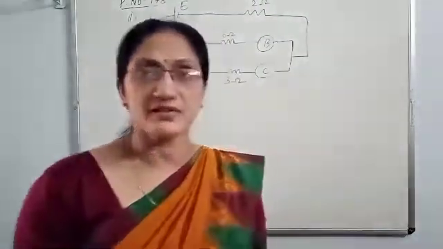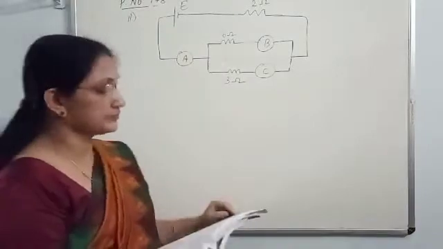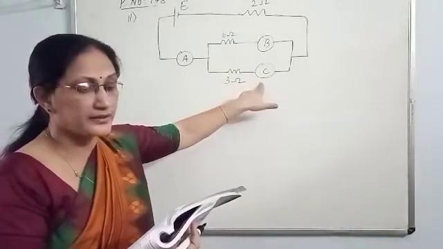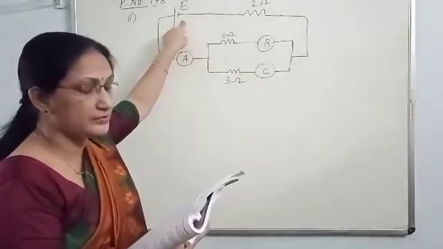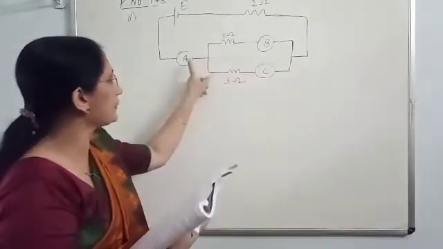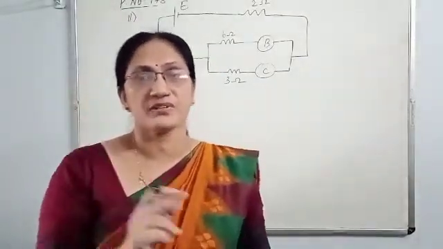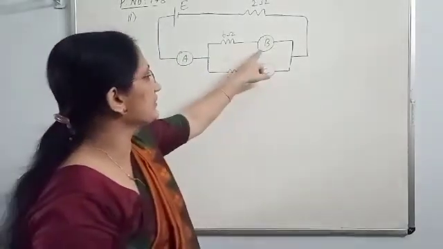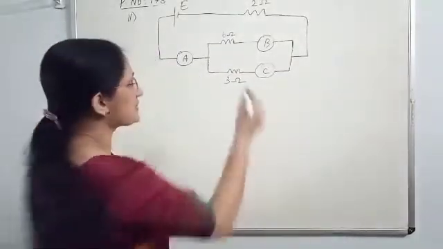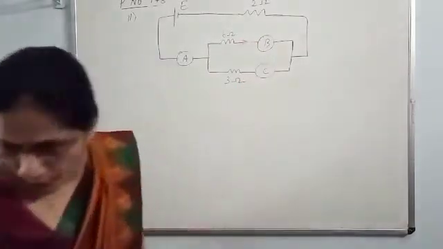Now page number 178, question number 11. This is the diagram given. 3 ammeters A, B and C are connected with a cell. If the reading of ammeter B is 0.5 ampere, calculate the reading of ammeters A and C. You know, an ammeter measures the current value. I value is measured by an ammeter. It is given that this ammeter B records a current of 0.5 ampere. Means the current flowing in this branch is 0.5 ampere.